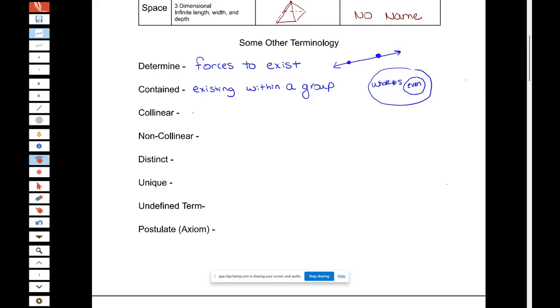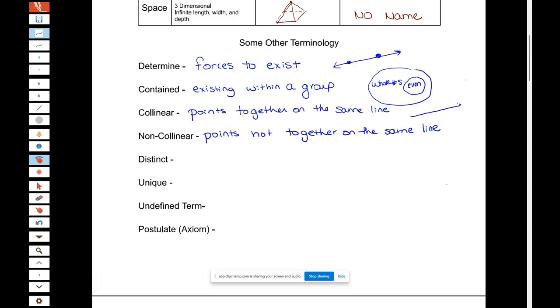All right. Collinear. Those are points together on the same line, where they're all together on the same line. If even one point is off the line, then all the points are not collinear as a group. Non-collinear is, of course, points that are not together on the same line. So here's a picture of 3 collinear points, but the fourth point is not collinear with the other 3.